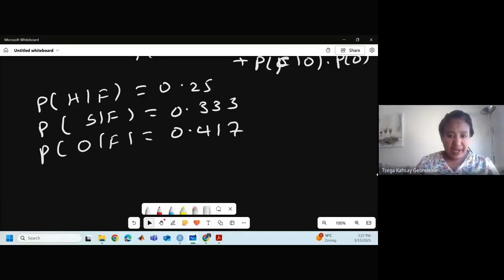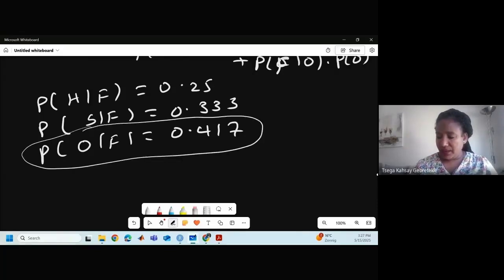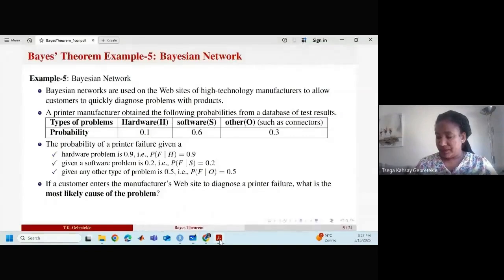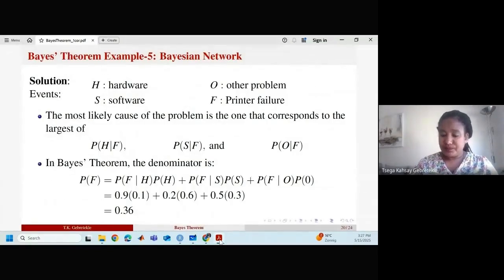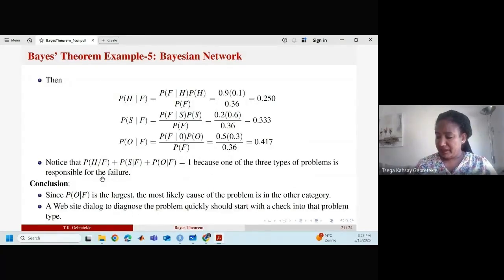So which one is the highest value? The highest value is this one. And we will suggest that most probably the problem is from the other category. So that's how we do it. And this is the value for the denominator. And these are the values. And then we say a website dialog to diagnose the problem quickly should start with a check into the other category.